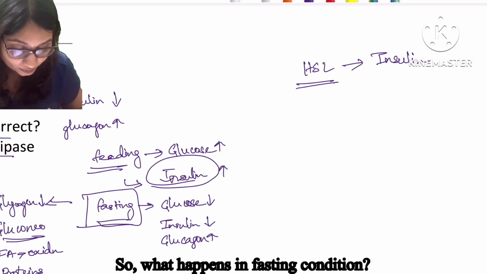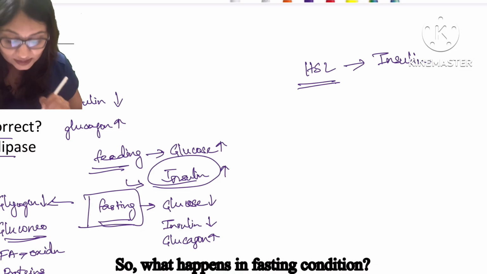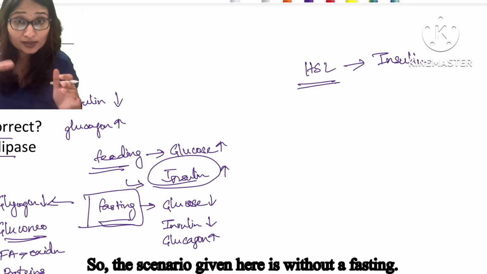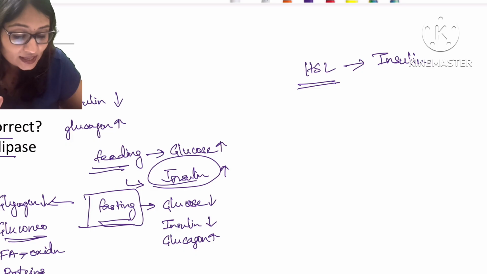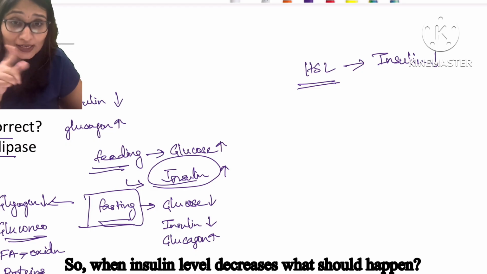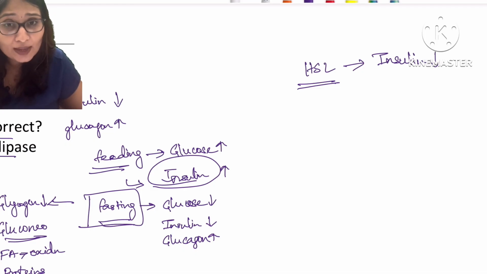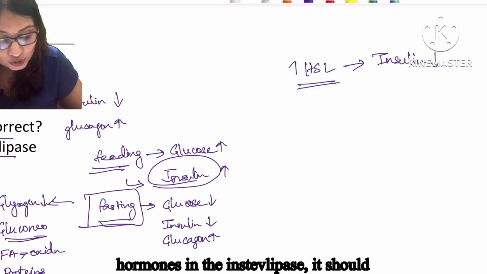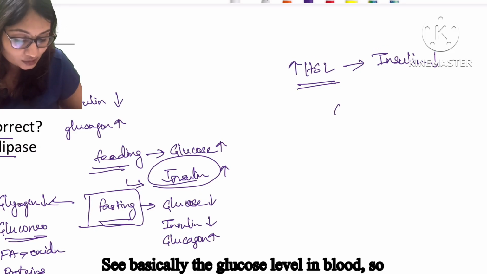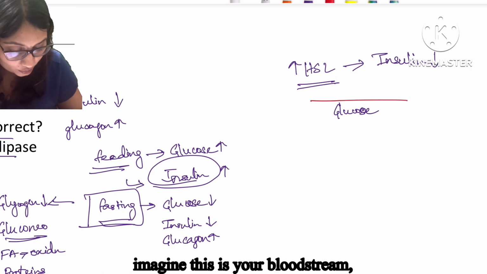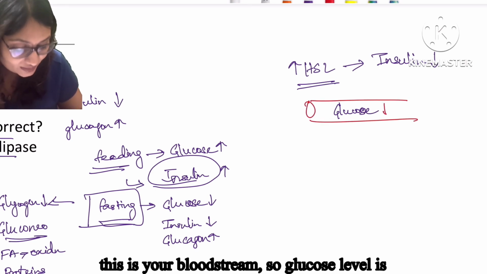So what happens in fasting conditions? The scenario given here is that of fasting. In fasting, what will happen to insulin levels? Insulin levels will decrease. When insulin level decreases, what should happen to hormone sensitive lipase? It should increase. And what is the function of hormone sensitive lipase? Basically, imagine this is your bloodstream, and the glucose level is very less.